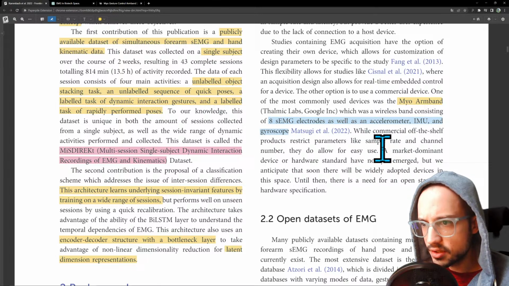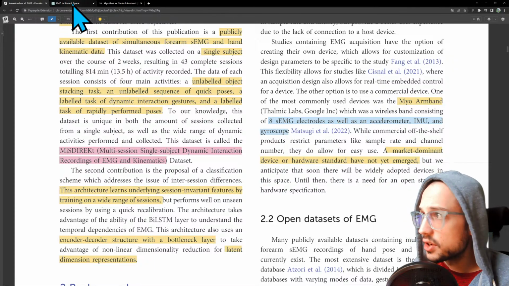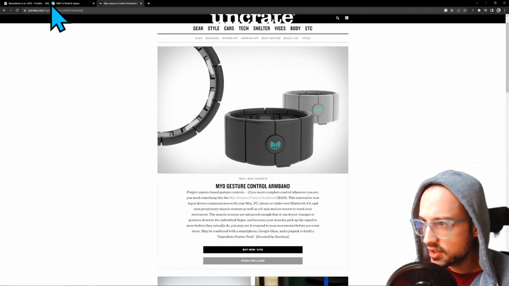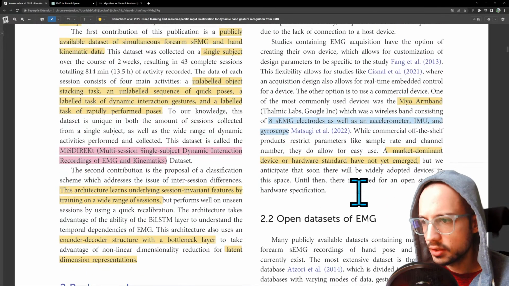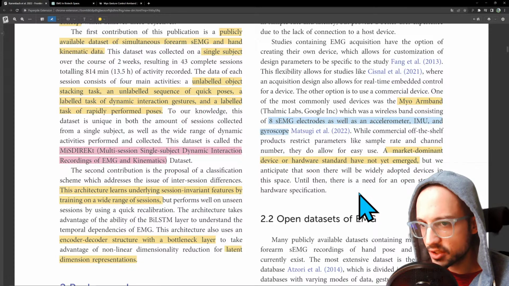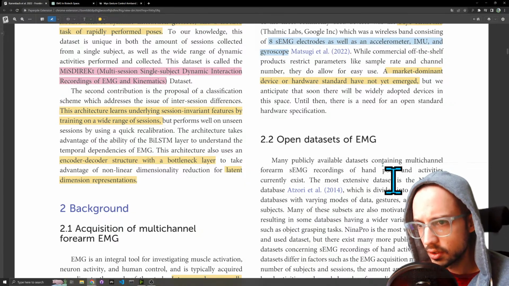A market-dominant device or hardware standard may not have yet emerged. Okay, so interesting to see the authors of this paper, who are obviously experts in this space, saying that even though they used something like this, there doesn't seem to be a standout hardware manufacturer in the market, so we may yet see Meta make their own hardware. That could be an interesting outcome.